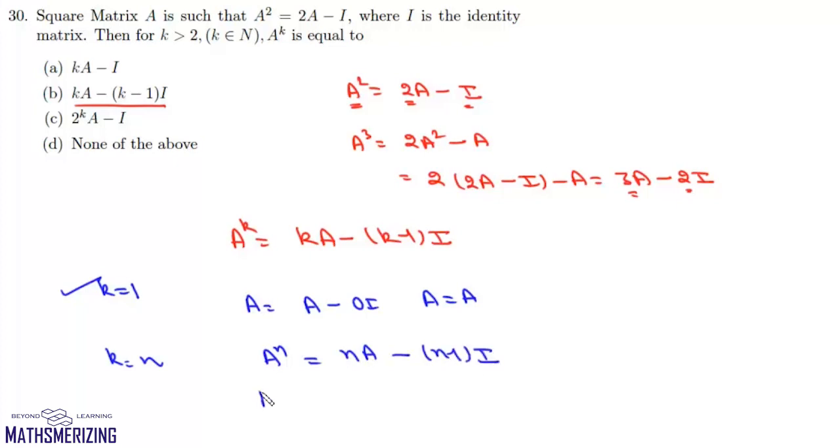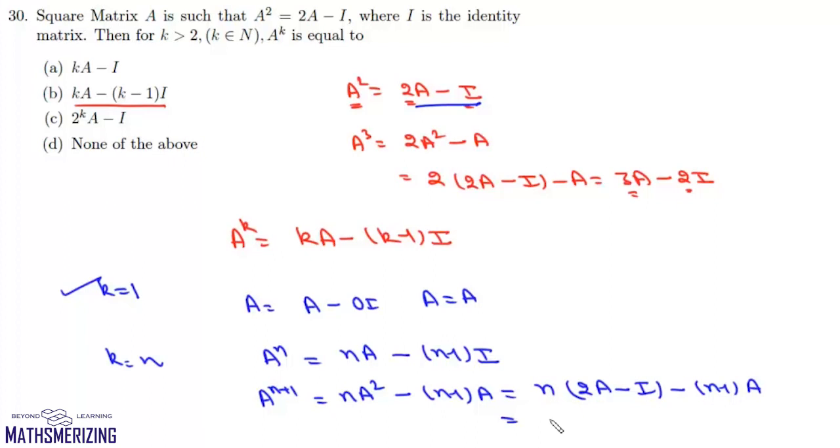Now we multiply with A, and we can write A to the power N plus 1 will be N A square minus N minus 1 into A. Now A square is 2A minus I, so we'll get N into 2A minus I minus N minus 1 A, which is 2N minus N plus 1. So it will be N plus 1 A minus N I. That means this statement is true for K equals N plus 1. So from mathematical induction, we can say that A to the power K must be equal to K A minus K minus 1 I, and that's your option B.